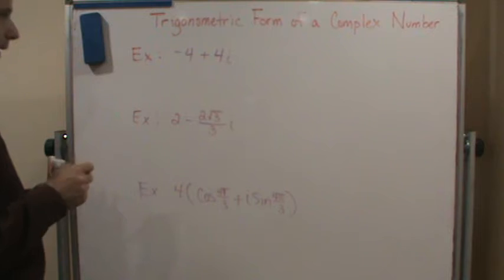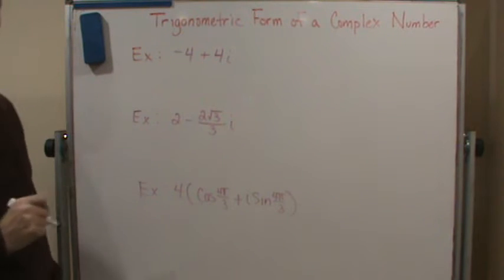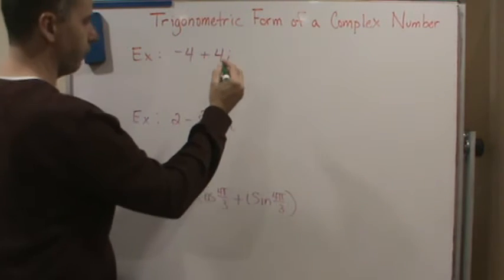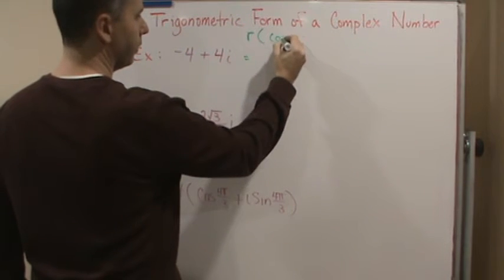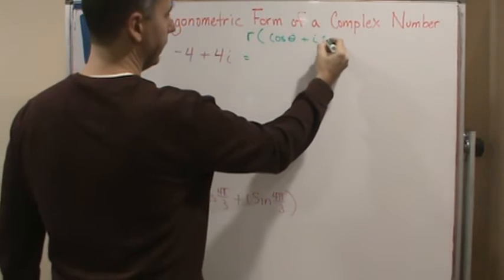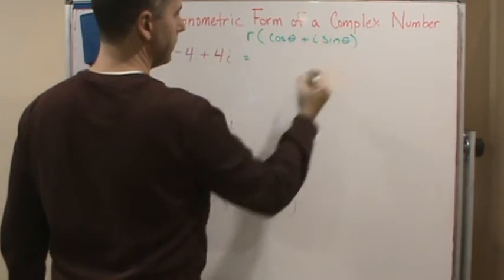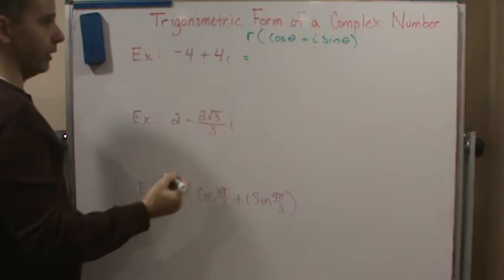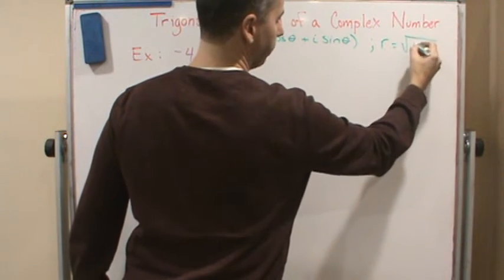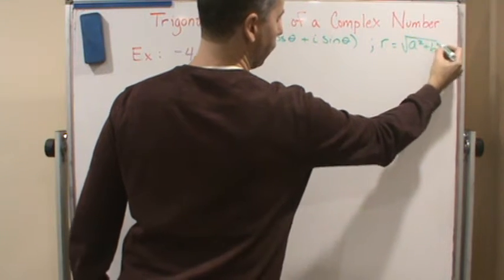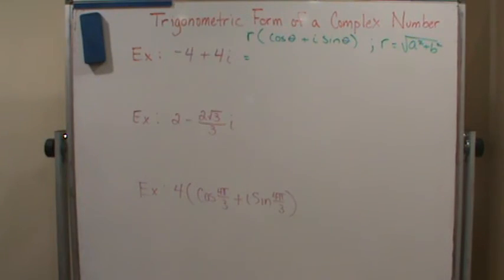So what do we have here? We have -4 plus 4i. Again, remember it's going to be in the form r times cosine theta plus i sine theta, where r equals the square root of a squared plus b squared. Why? Because r is the distance the point is from the origin, which is the definition of the absolute value of a complex number.